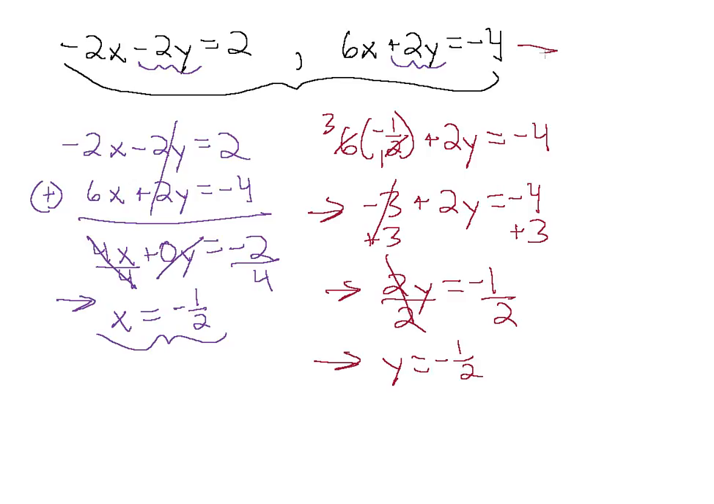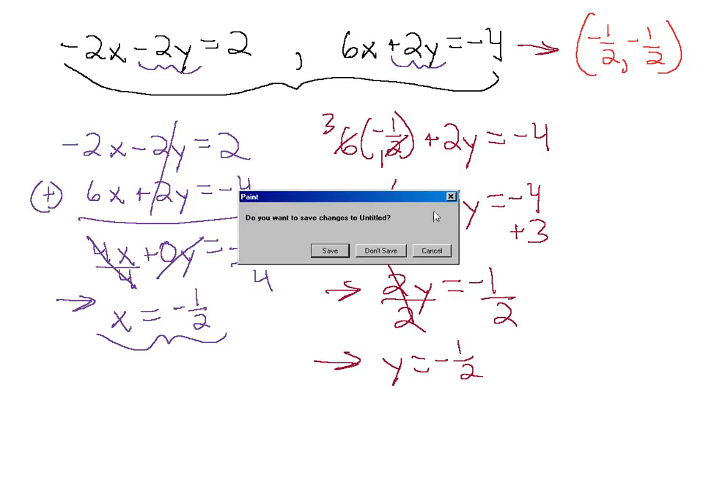If you notice, the solution to our system is going to be minus 1/2 and minus 1/2. We can actually check this by plugging them in for x and y, respectively, into both equations, and they'll even out. So let's go ahead and look at one more while we have time.